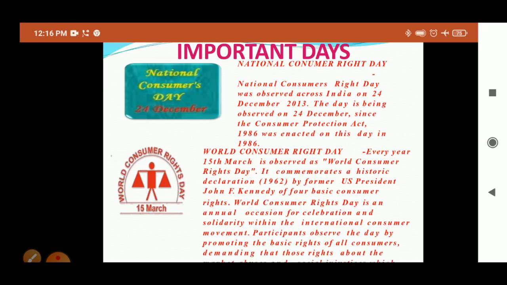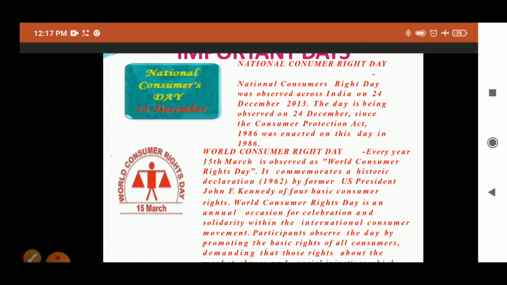We have seen in the history of consumer rights that the US President John F. Kennedy formed the Consumer Rights Protection Movement, and along with that World Consumer Rights Day was brought into practice, and annually it is celebrated as an occasion for consumers at the international level. Participants observe the day by promoting the basic rights of all consumers and demanding that those rights be upheld. These are the two important things I wanted you to know.